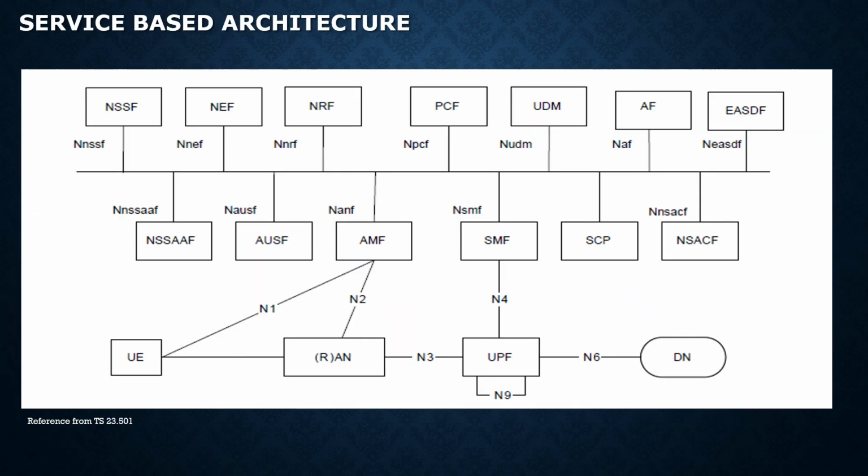So in the core, we have the service-based architecture. Earlier, we used to have point-to-point connectivity between the network functions, network elements. Now you don't have such binding. You have one common interface towards all the network functions. So every network function can talk with each other. Practically, it is not required, but as per this architecture, every network function can talk with any other network function.